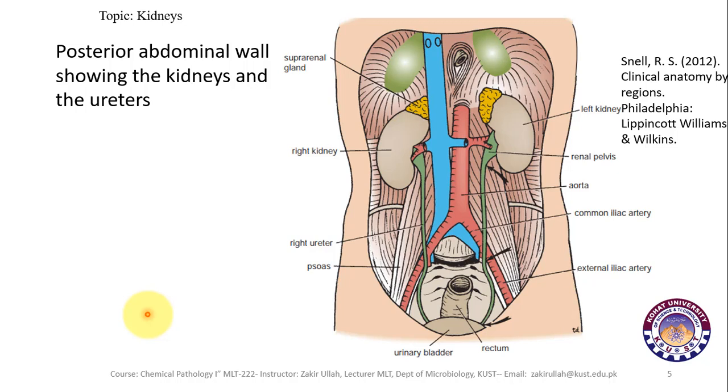Here is the structure of the kidneys on the posterior abdominal wall, which shows the kidneys along with the other structures. This is the right kidney, this is the left one. We can see the right kidney is slightly lower than the left one, and this is the suprarenal gland, the adrenal gland, which is present on the kidneys. This is the renal pelvis, and this is the ureter, which extends from the hilum of the kidneys.